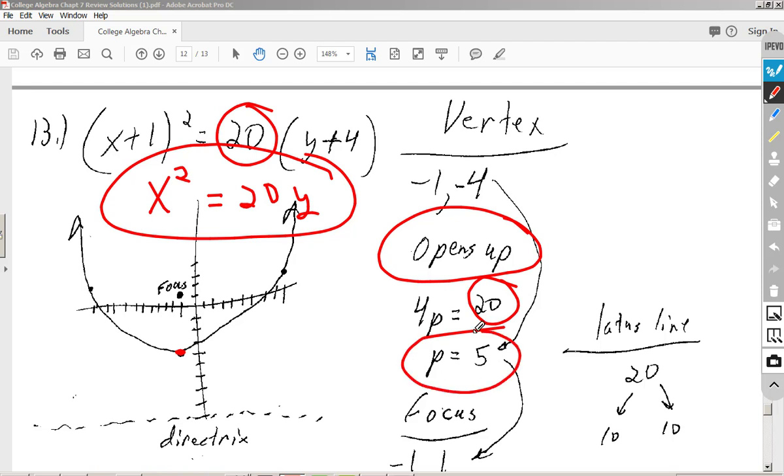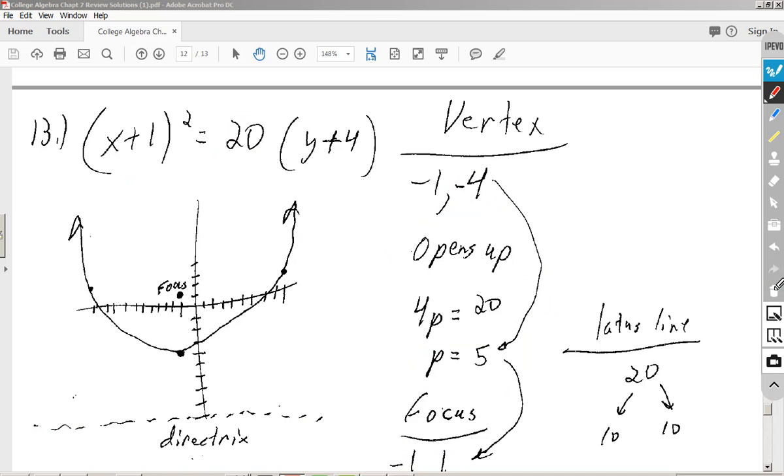So for my vertex, which is at (-1, -4), I'm going to move up 5 to my focus, and then down 5 to my directrix. And once I've done that, I can go ahead and write down their location. Notice there's two ways to do it. You can take negative 4 plus 5, and that's going to give you that positive 1 right here. So this comes to be (-1, 1). That's going to be the location of your focus.